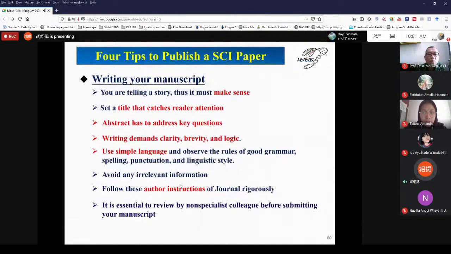But if a non-specialist colleague reads the paper and he or she doesn't understand, then he will raise questions, and you can check the point, or whether the logic doesn't make sense. The non-specialist can also help you check all mistakes, like errors and grammar. After you finish that, then you can submit.